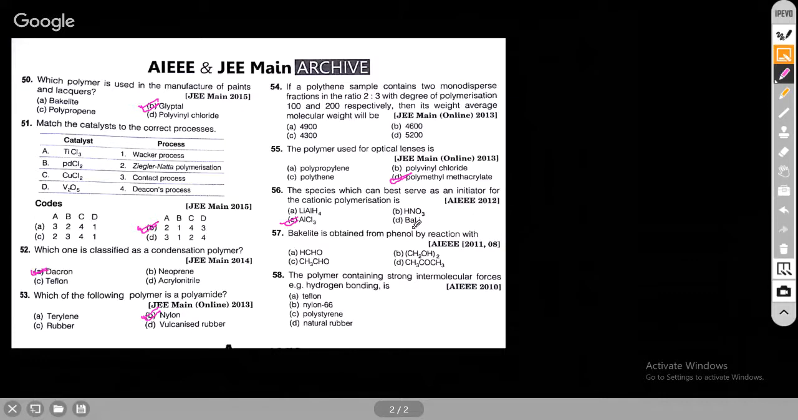Bakelite is obtained from phenol by reaction with what? Tell me, 57. 57 is formaldehyde, again HCHO. Bakelite: phenol and formaldehyde. We have done this. The polymer containing strong intermolecular forces, example hydrogen bonding. In which do we have this hydrogen bonding? 58. 58 is B, nylon 66.